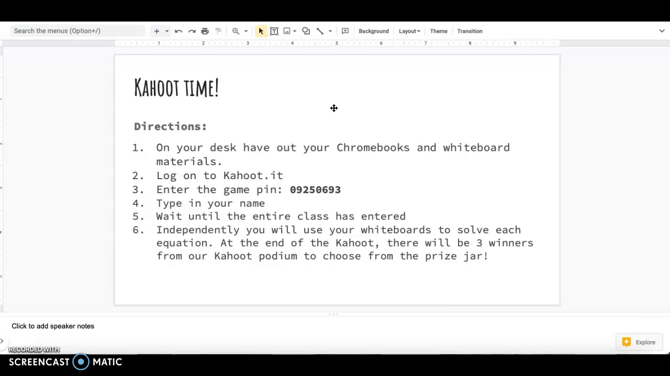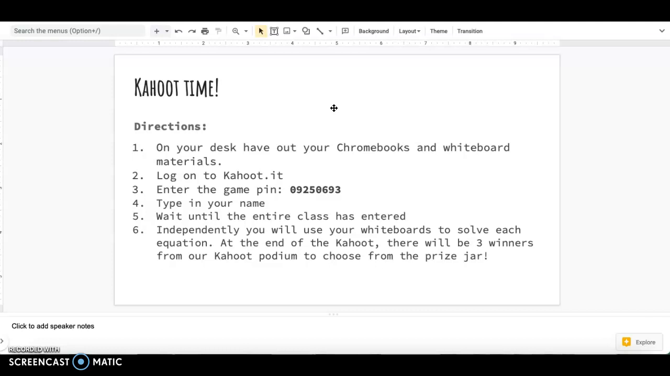Step 2, log on to kahoot.it. Now this is something that my students have already bookmarked at the top of their Chrome applications. So it's often something my students can just click on, and they're very familiar with using Kahoot as we've used it many times before.